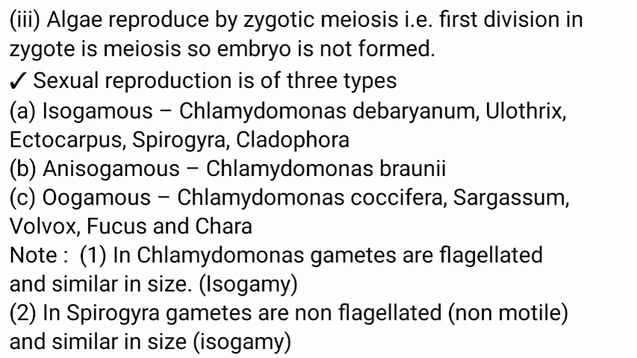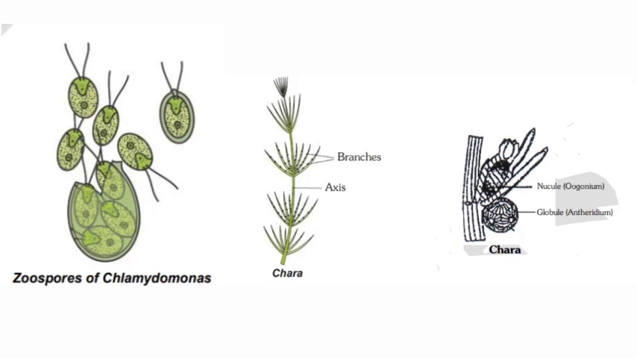In Chlamydomonas, gametes are flagellated, motile, similar in size. In Spirogyra, non-flagellated, non-motile, but similar in size. Let's check the diagrammatic representation of asexual spores, zoospores of Chlamydomonas and Chara plant. Another diagram shows Chara sex organs, globule or antheridium, the male reproductive organ, and nucule or oogonium, the female reproductive organ. Let's see these diagrams carefully for your better understanding.